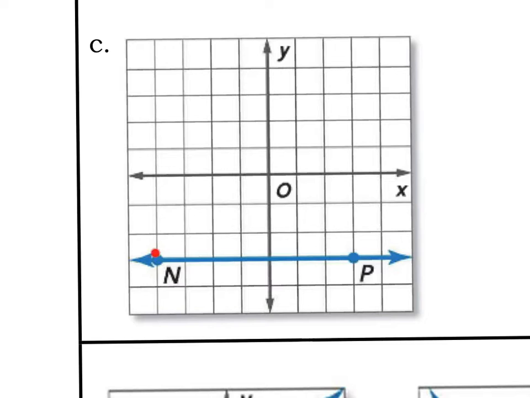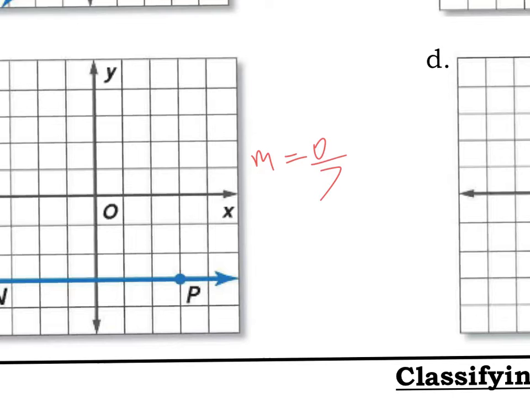So if I were to count the spots in between N and P, that's 1, 2, 3, 4, 5, 6, 7. I would just write m equals 0 over 7, which just equals 0. So m equals 0 over 7. It doesn't really matter what number's on the bottom. 0 divided by anything is 0. So simply put, just put m equals 0.